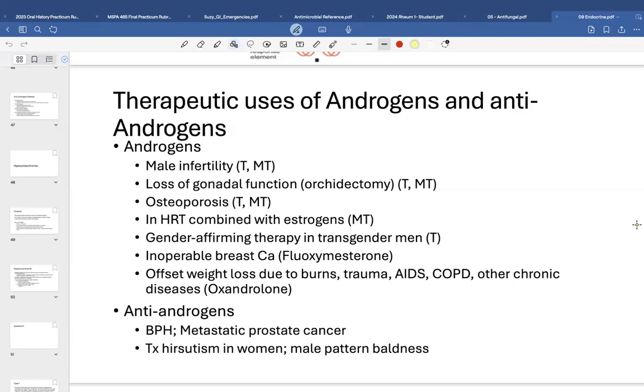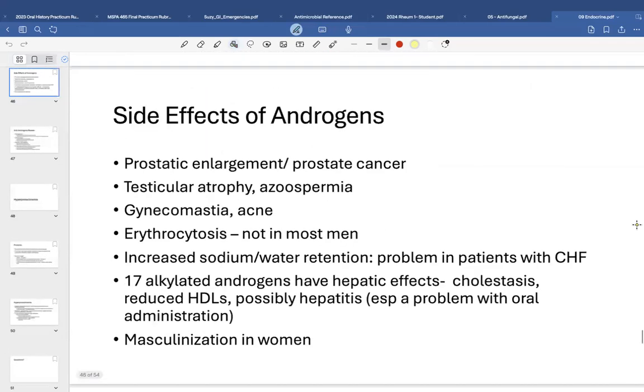Side effects may include prostate enlargement, prostate cancer, testicular atrophy, which I talked about. Gynecomastia, this is another telltale sign of doping in male athletes, because again, a certain amount of excess testosterone will get converted to estrogen. It's a breast enlargement. You also see acne.